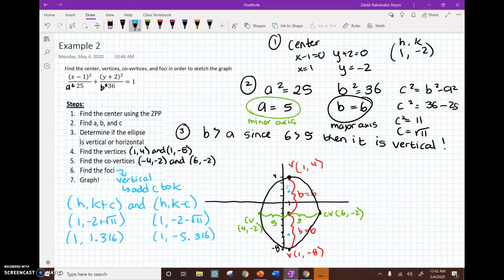And then those are my 2 foci points. And those are equidistant from the center. And you're done because you graphed it and you have all the information you need.